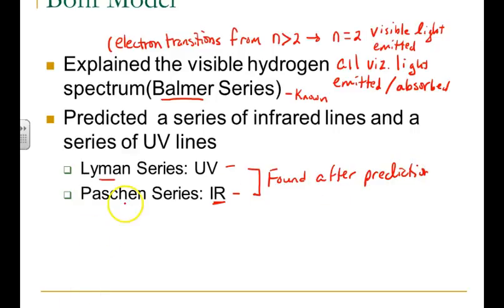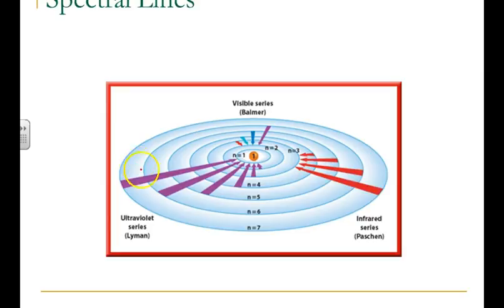So that's pretty good support for your model: if your model can make predictions about things, and then you go look for these things and you find them, that's pretty good evidence that you're on the right track. Okay? So here's the idea.